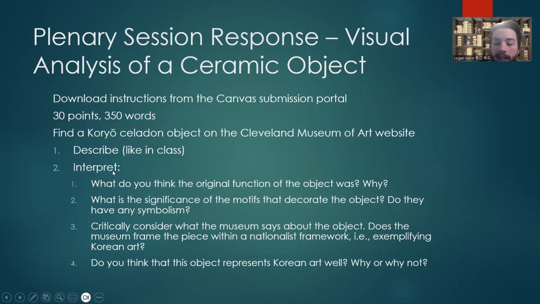And then for the interpretation, this is going to be based a lot on the museum information. What do you think its original function was? What do you think the significance of the motifs are? And then think about what the museum says. There usually is a little blurb. And ask and answer the question, does it frame the piece within a nationalist framework? So does it tout this as uniquely Korean, right? And then like what you answered for the blog, do you think this object represents Korean art well?